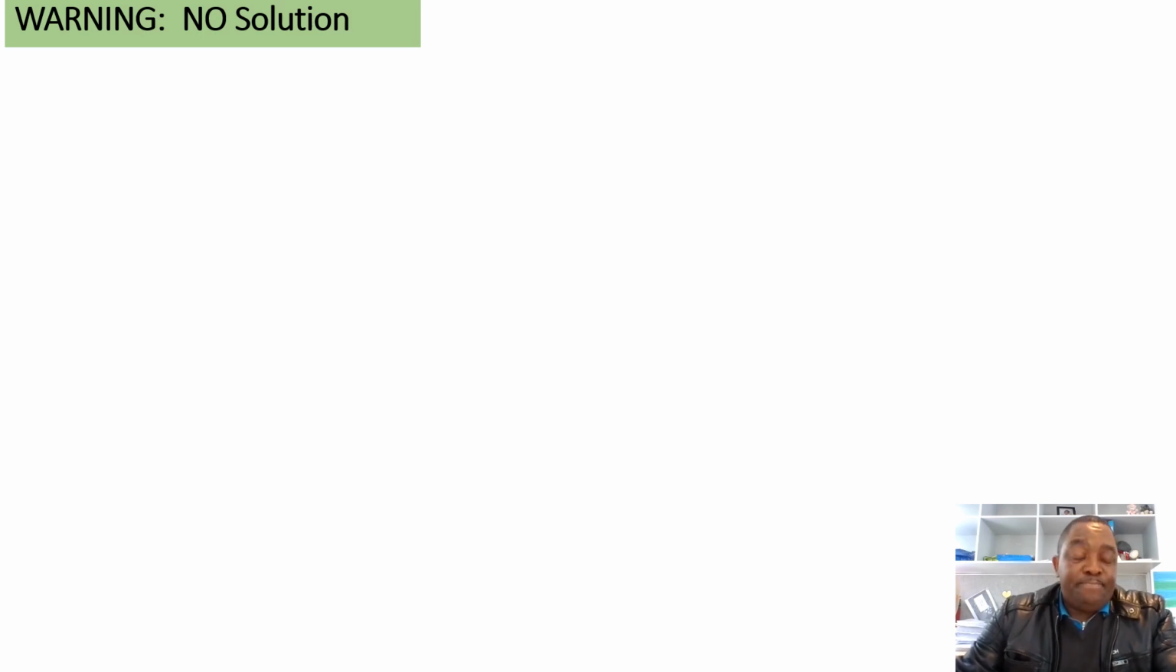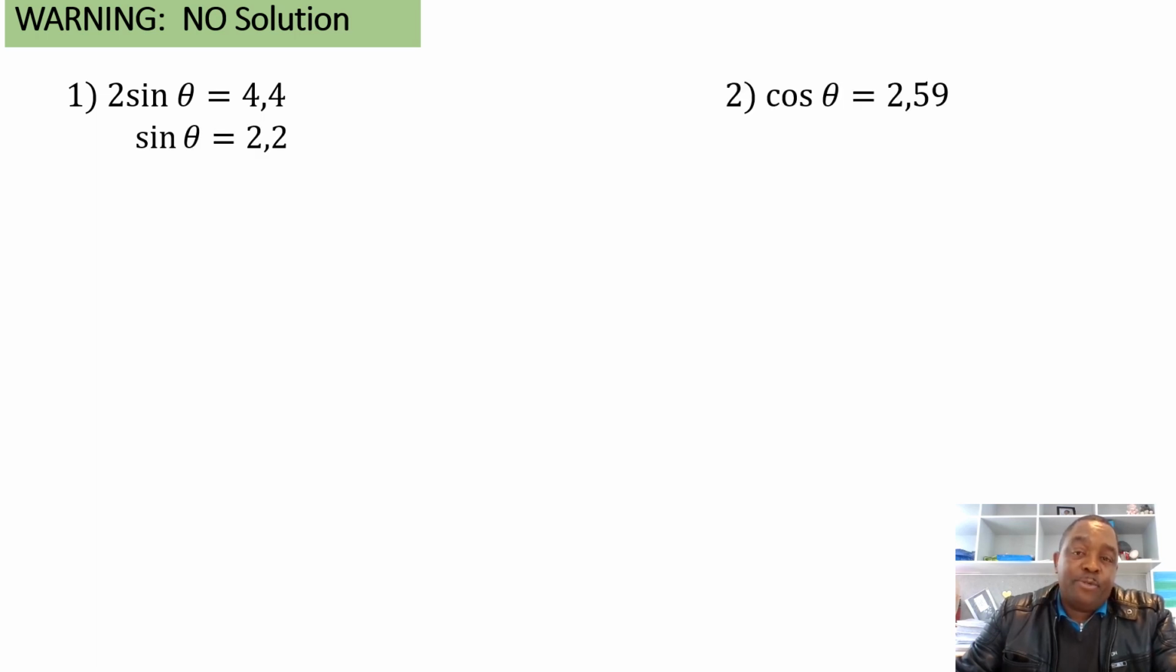Now, warning, there are times when your equation has no solution. Just want to quickly look at that. Look at this equation. So we divide both sides by 2 and we get 2,2 there. And what happens? When we punch our calculator, we're going to get an error. That's because there's no solution in that equation. There's no value of theta that will give us 2,2. But why is that the case? The same thing happens in our example 2 there. We've got 2,59. There's no value of cos that will give us 2,59.